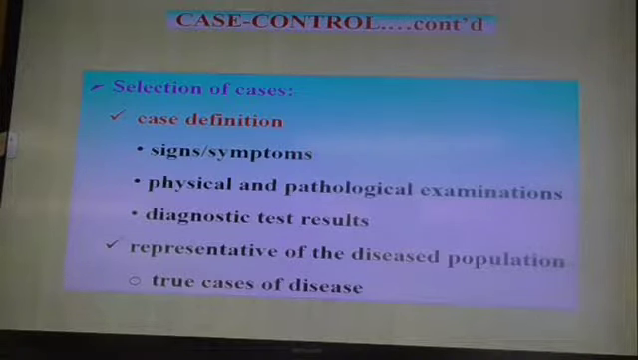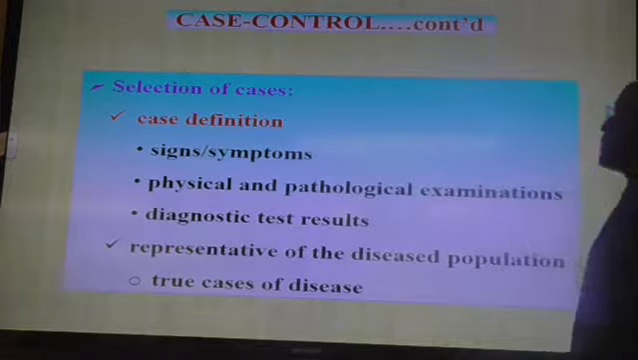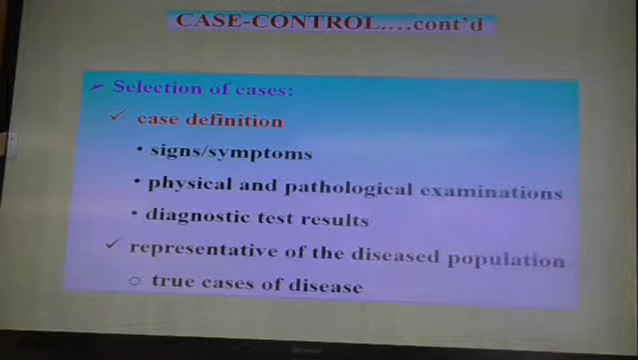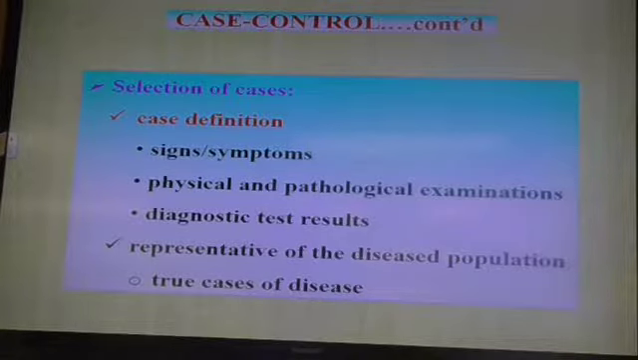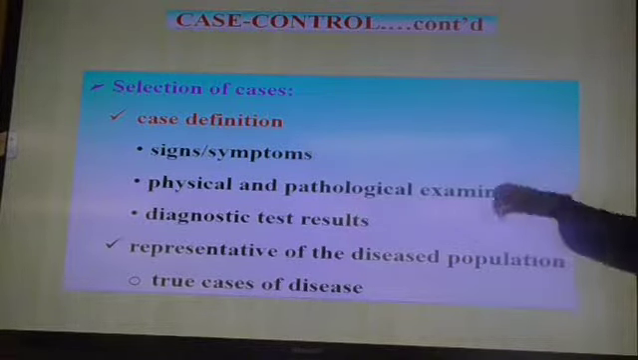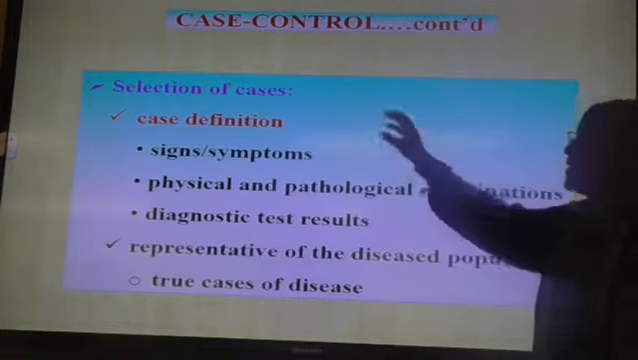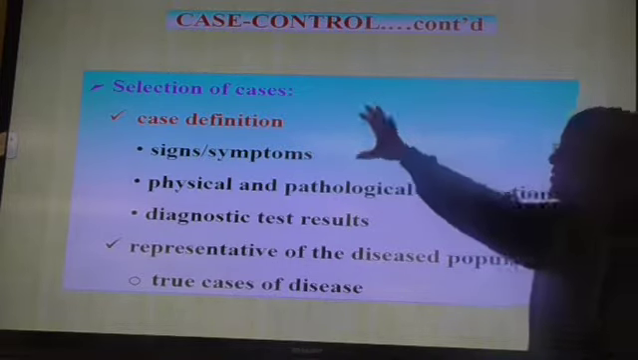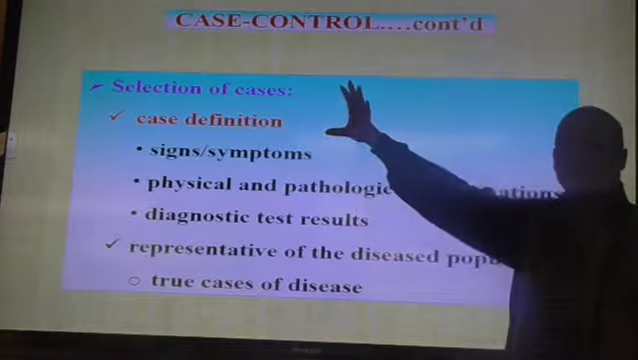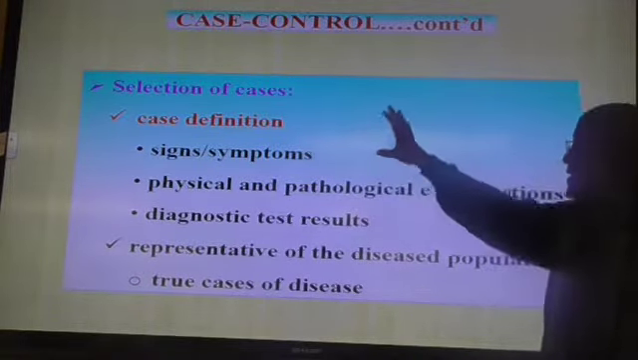Now, the issue in case control study is how you select your cases. In order to select cases, you have to define your cases first. So case definition is the key. What is it based on? Is it based on clinical science, or symptoms, or other types of examination? This is very, very important. All cases should satisfy your case definition, so you have to use the same criteria in defining your cases.